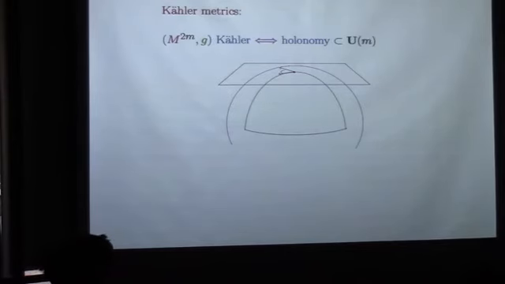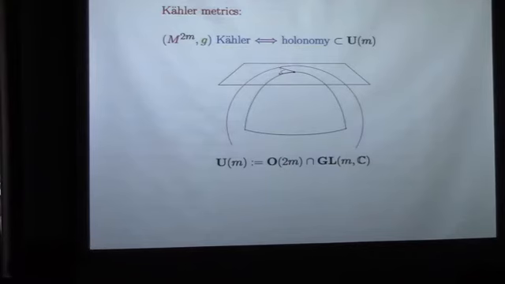So, for example, one possible holonomy group would be the unitary group. If you're in even real dimension, you define the unitary group U(m) to be the set of orthogonal transformations on R^2m which are also complex linear, thought of as linear transformations from C^m to C^m.